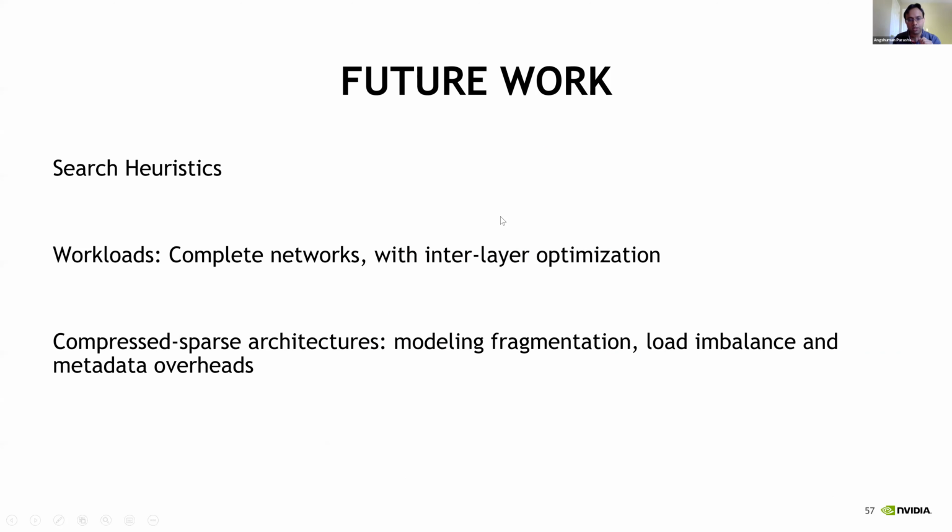I'll just end with some future work that we're engaged in. I already mentioned search heuristics. We want to be able to expand the scope of workloads that Timeloop supports. And we also want to expand to be able to model compressed sparse architectures and the attributes of compressed sparse architectures. Once again, this is Timeloop. We aim to serve as a vehicle for good quality research on DNN accelerator architectures.